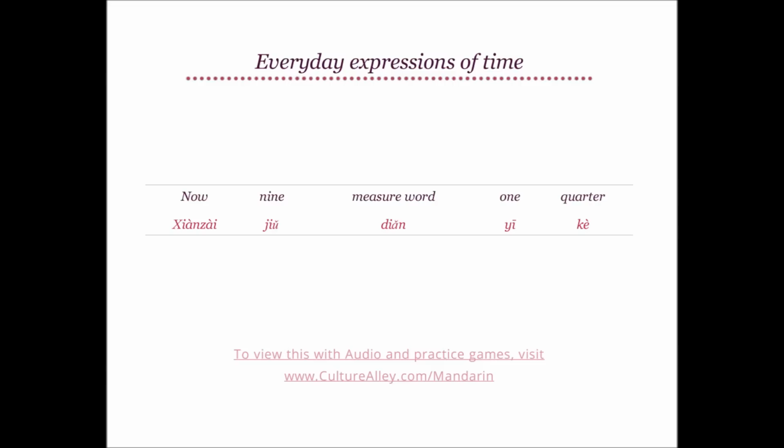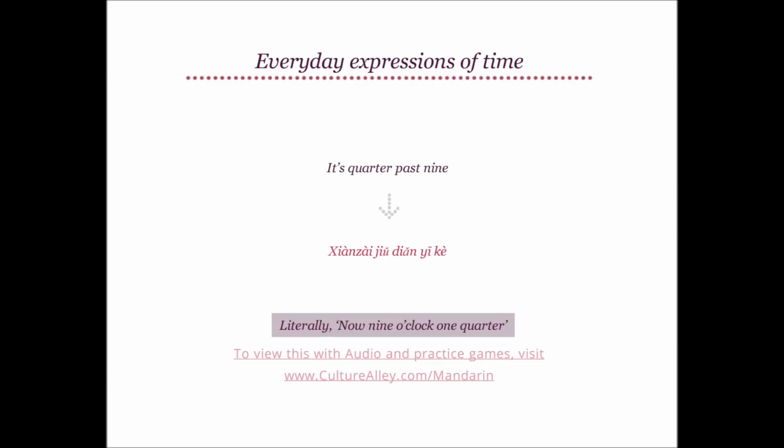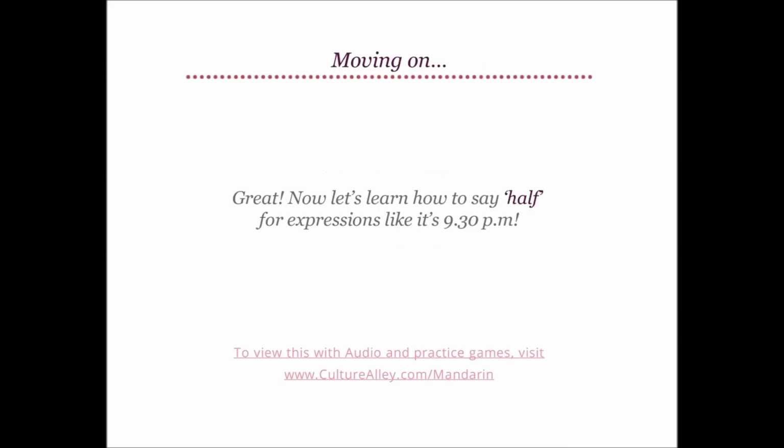9 becomes 9. The measure word is 点. 1 will be 一. And 1/4 is 刻. Thus, it's 9:15 is translated as 现在9:01刻. That literally means now 9 o'clock 1/4. Wonderful! Great! Now that we have a hang of how to use quarter, let's learn how to say half for expressions like 9:30 p.m., etc.